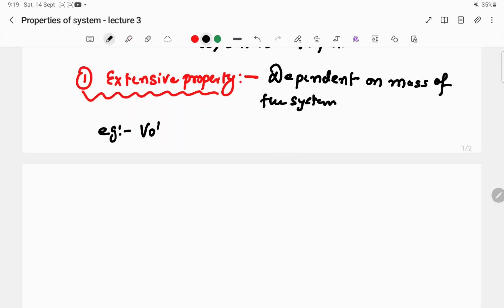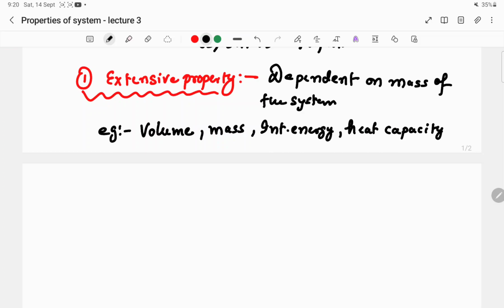These are the volume, mass, internal energy, which we will be discussing in the upcoming videos, heat capacities, even though we have studied in class 11 or 12, and we'll be studying it again. Then entropy, we'll be studying in the upcoming videos, what is entropy, and there are many others. Let's say these are the extensive properties which are dependent on what? Mass of the system. I will explain why.